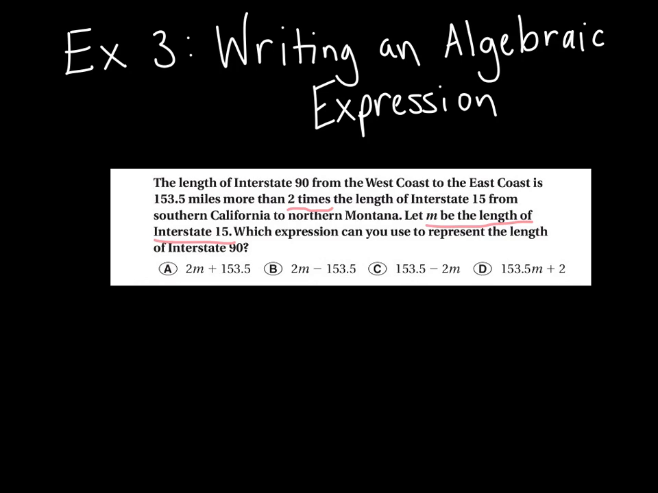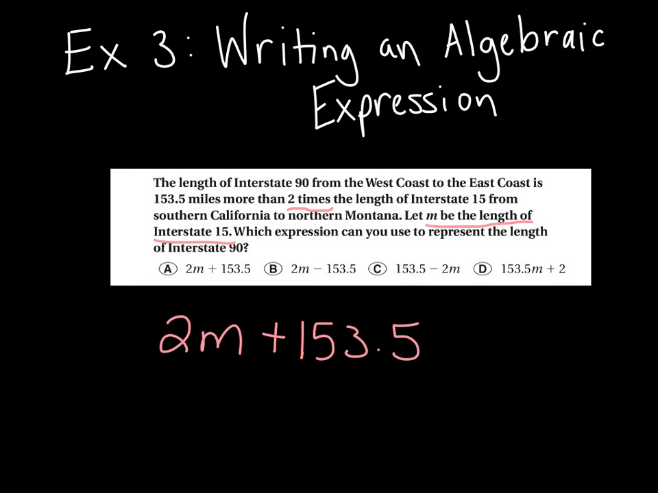Okay, and it wants to know which expression can you use to represent the length of Interstate 90, and it's a multiple choice, so you've got 4 choices here to look at, A, B, C, and D, and we have to break it down when we do these things. Notice that if M is going to be the length of Interstate 15, and we're talking about 2 times the length of that, then we would say 2 times M, and then to that, we would have to add the 153 and 5/10 to show that it's more than that length.